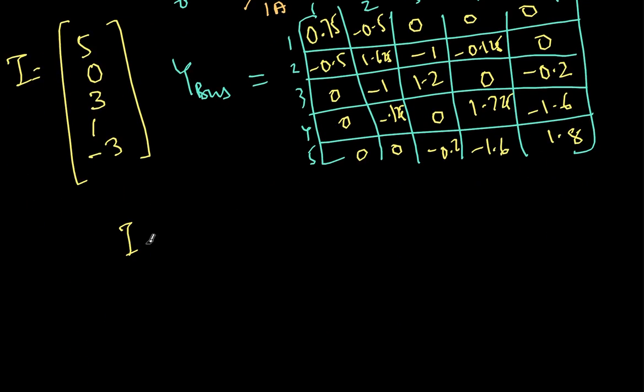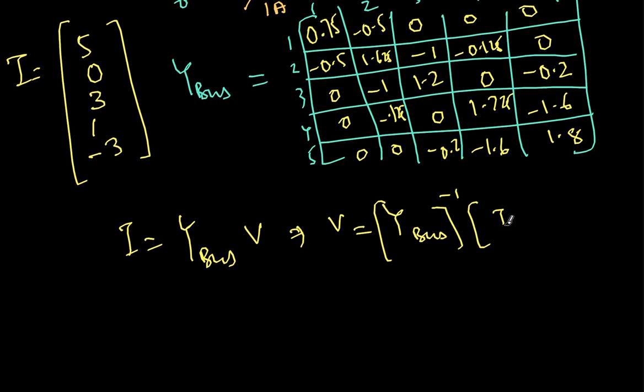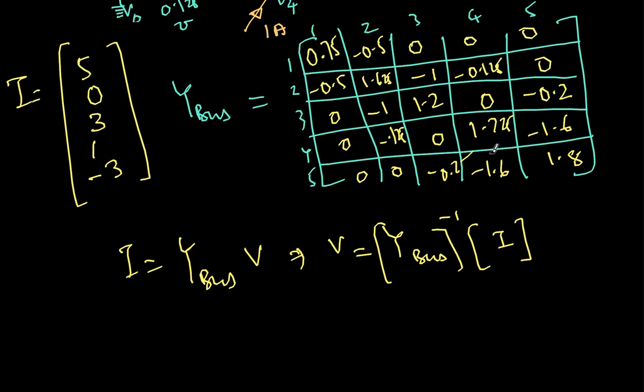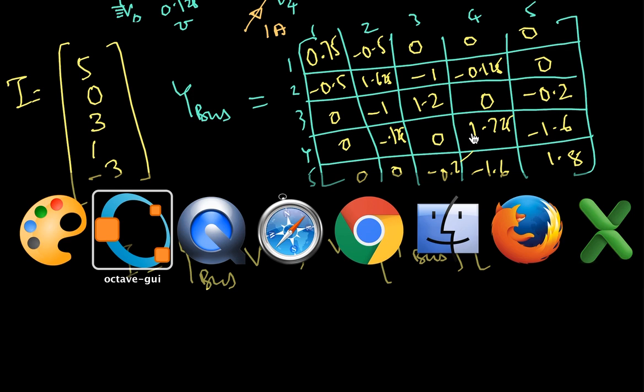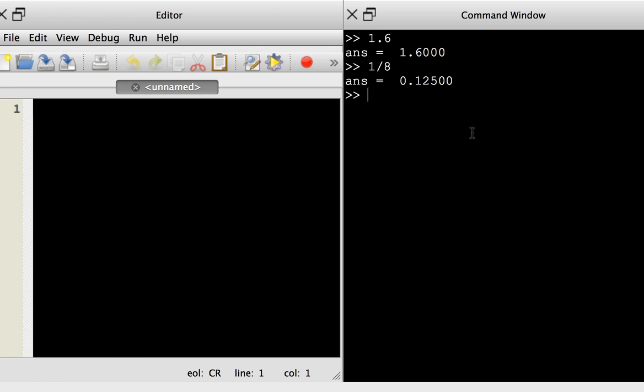We know that I equals Ybus into V. So therefore, what is V? V is nothing but Ybus inverse multiplied by I. I know Ybus, so I can invert it and multiply with I. So how to invert a 5 by 5 matrix? Of course, you have to use a computer. So let's do that. I go to my MATLAB interface.